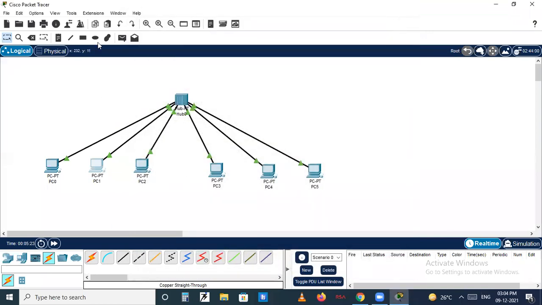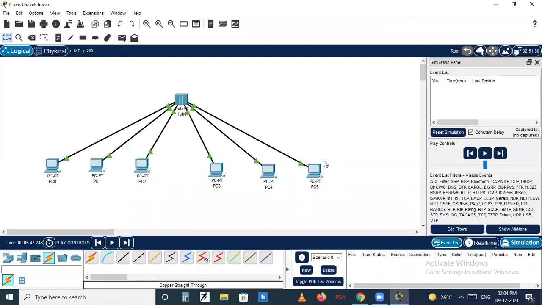Okay, no problem. Now, this is the real time mode. So let me switch on the simulation mode, to see how this device is sending data to that device and how this is happening. So now we are in simulation mode. We have sent data from PC1 to PC5, so let me show you the simulation of how it is happening.